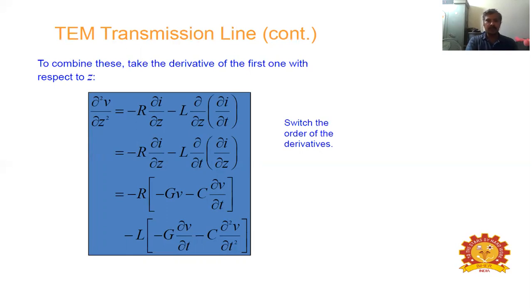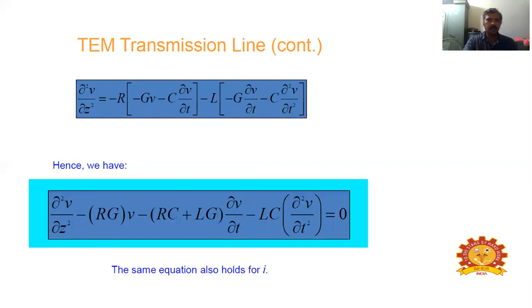This can be further simplified by making proper substitutions, and the simplified equation is that ∂²V/∂z² is equal to minus R times (minus GV minus C ∂V/∂t), and minus L times (minus G ∂V/∂t minus C ∂²V/∂t²). So this gives the equation of the transmission line, and it has finally been written in a simplified way.